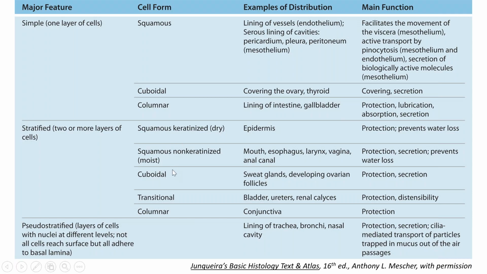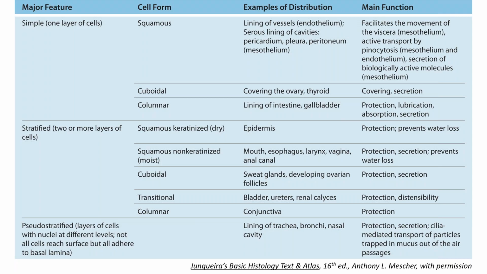So we also then have stratified cuboidal and stratified columnar, which have very small distribution. But one of the things I want to point out is transitional epithelium. This is kind of an unusual one. This is found lining the hollow organs of the urinary tract. And if we look at some of these possibilities of simple and stratified epithelia, we can have some lookalikes.